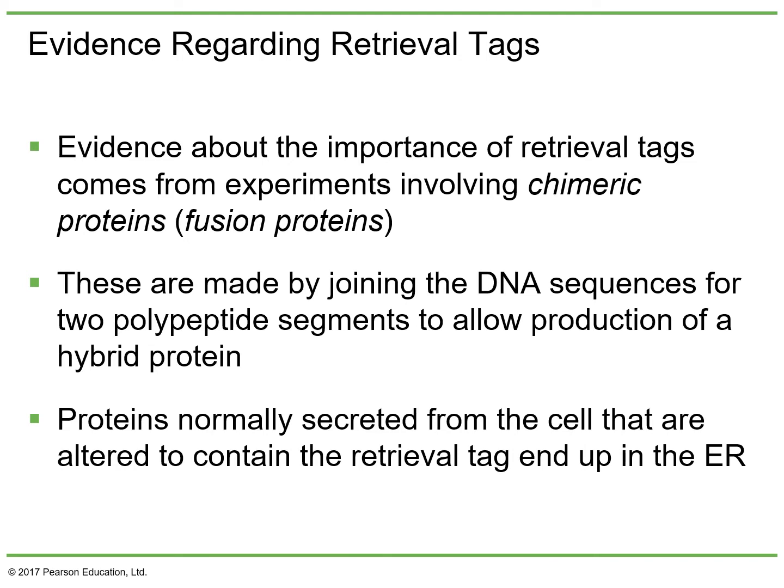Evidence for the importance of retrieval tags comes from experiments involving artificial chimeric proteins, also known as fusion proteins. These are made by joining DNA sequences encoding two polypeptide segments from different proteins, allowing a hybrid polypeptide to be produced from the joined DNAs. Proteins normally secreted from the cells were altered in this manner to include amino acids representing an ER retrieval tag, and these proteins were subsequently found in the ER rather than being secreted.